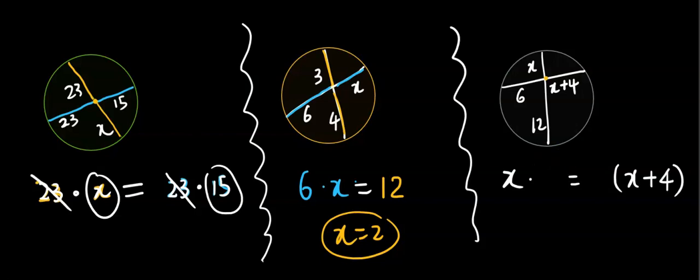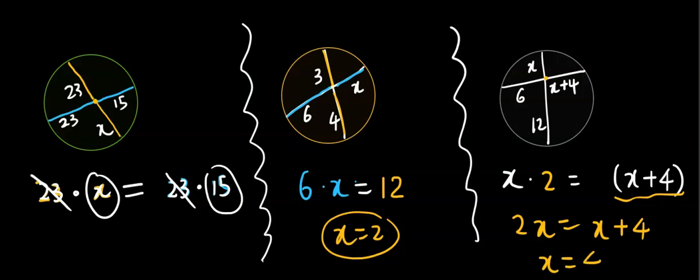Now, I have 2x equals, these guys can come out, x plus 4. Minus x each side, x is 4. All done. This is how we use the Segments of Chords Theorem.